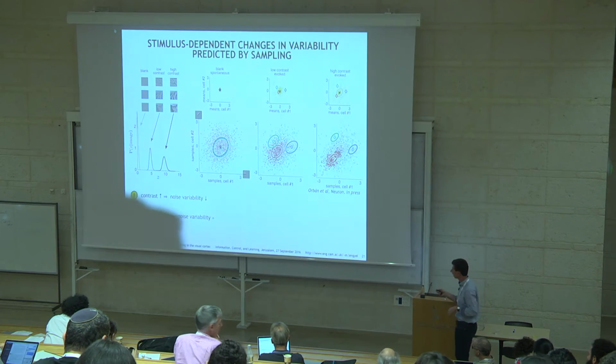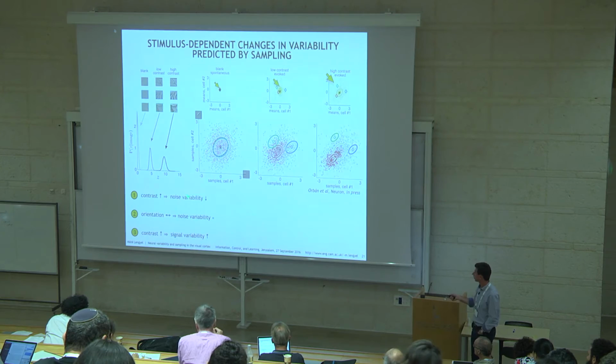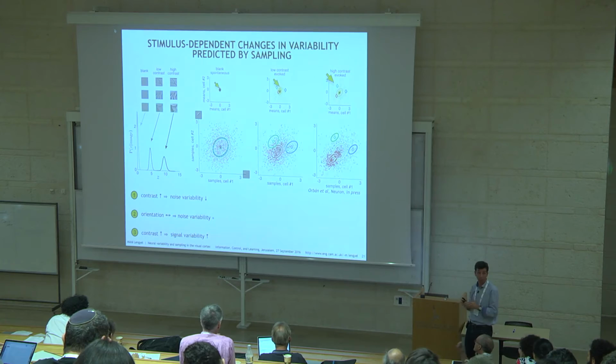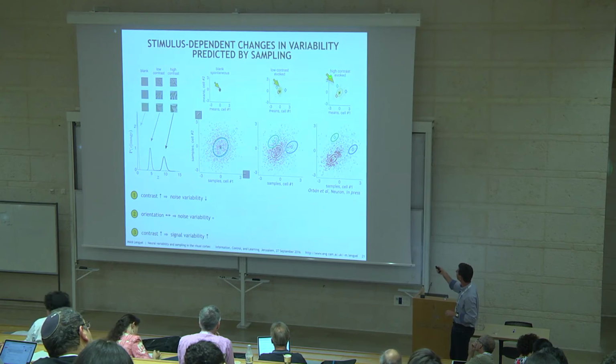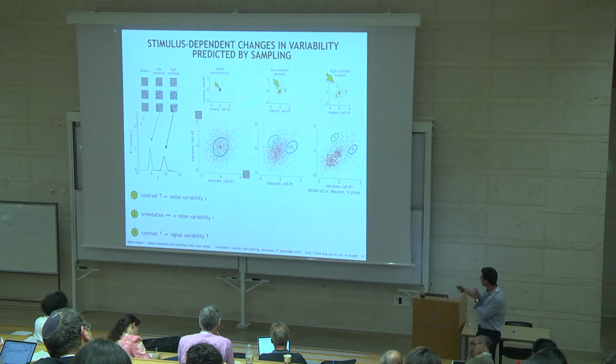Notice that when contrast increases, not only does noise variability go down, but signal variability increases, meaning that the means of these distributions become increasingly separated. And that's exactly what signal variability measures. It measures the variability of the mean response across different stimuli. So that is shown by the scatter of the yellow diamonds on these plots.